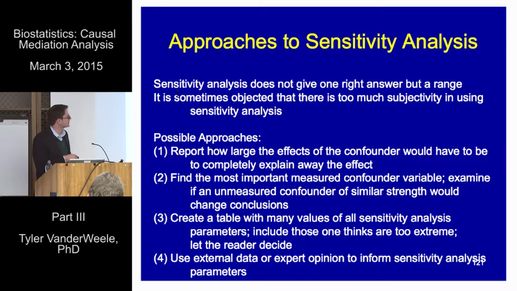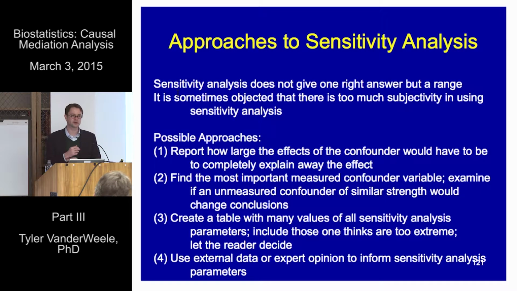So one approach is just to present how strong a confounder would have to be to completely explain away an effect. Then you're not choosing parameters to make your effect estimate look good. You're simply reporting how much confounding is needed to wipe away the effect entirely. And so that's one way to try to ground the sensitivity analysis more objectively, and then the reader can decide whether they think that amount of confounding is plausible or not.